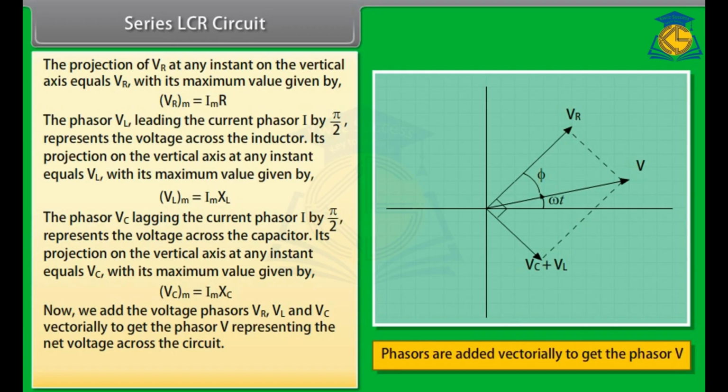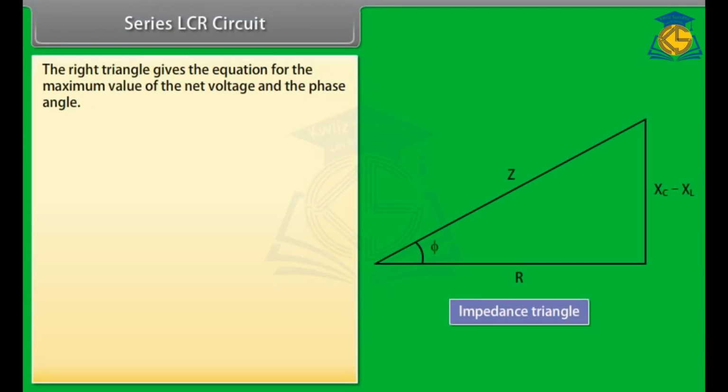Now, we add the voltage phasors VR, VL and VC vectorially to get the phasor V representing the net voltage across the circuit. Vm is equal to under root of VR maximum square plus VC maximum minus VL maximum square. The right triangle gives the equation for the maximum value of the net voltage and the phase angle. Tan phi is equal to VC maximum minus VL maximum upon VR maximum.